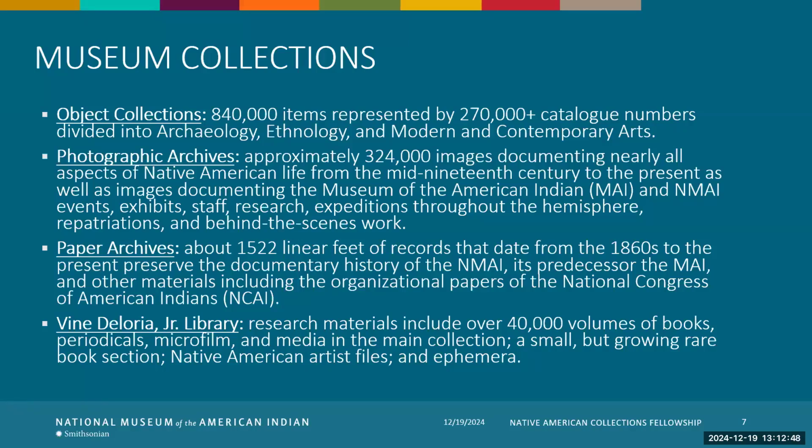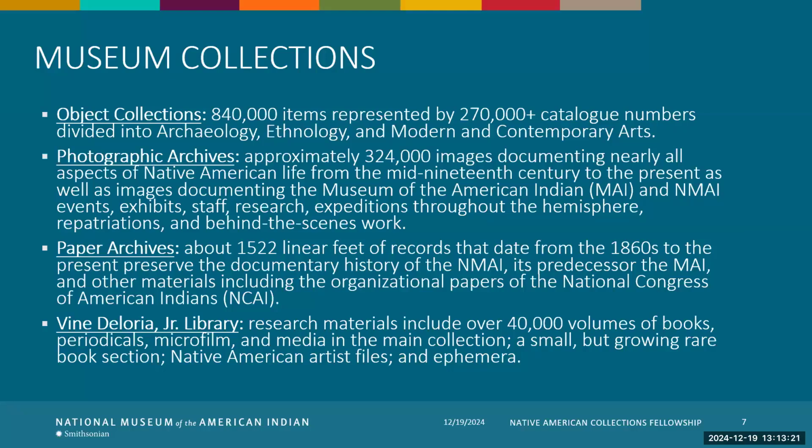Within our paper archives, we have about 1,522 linear feet of records that date from the 1860s, when George Gustav Heye began his collecting. We also hold the collections of the National Congress of American Indians. I will also note that we are still an active collecting institution. However, our focus has shifted to modern and contemporary arts, works of Native artists and activists in the contemporary setting. So we are still actively collecting those contemporary pieces.